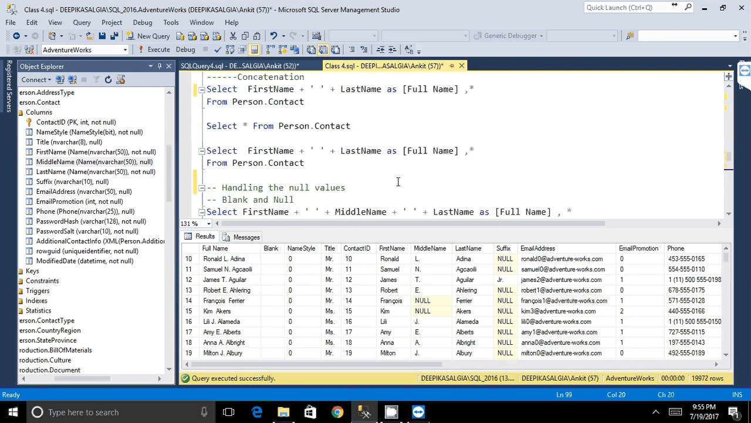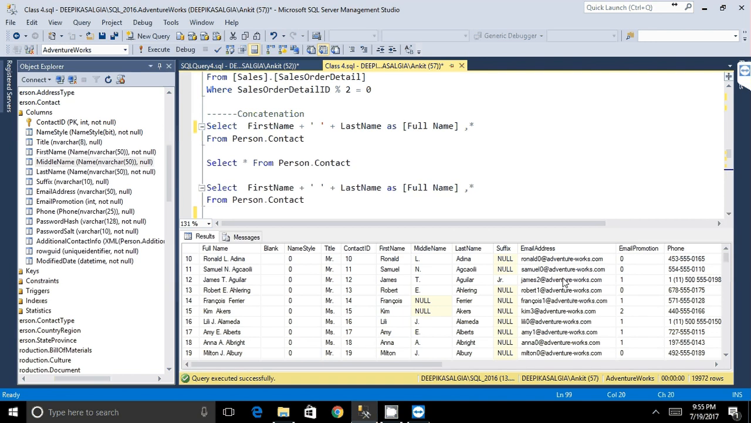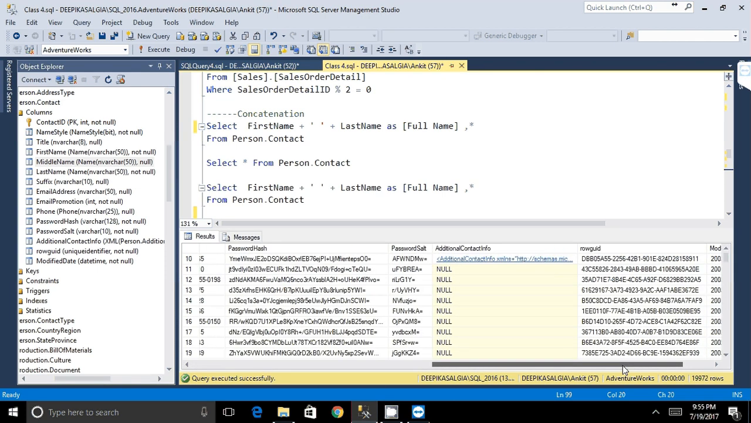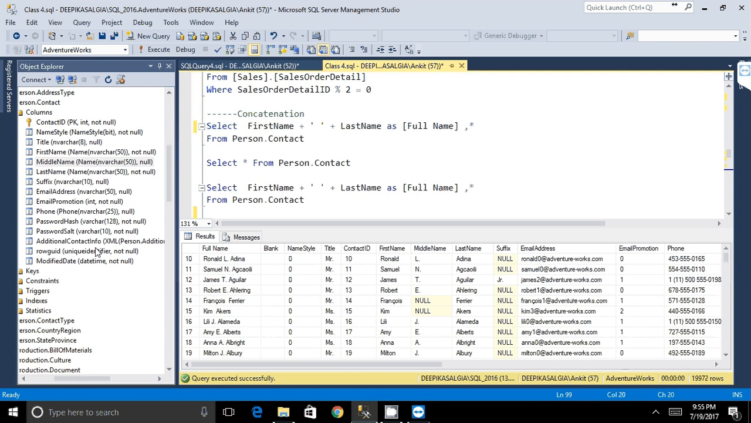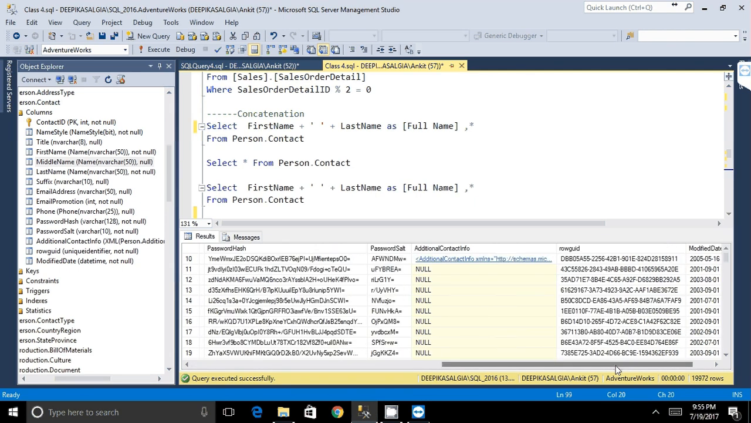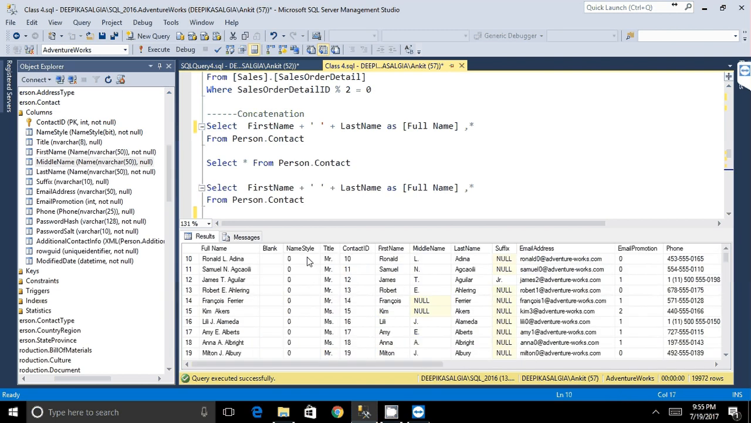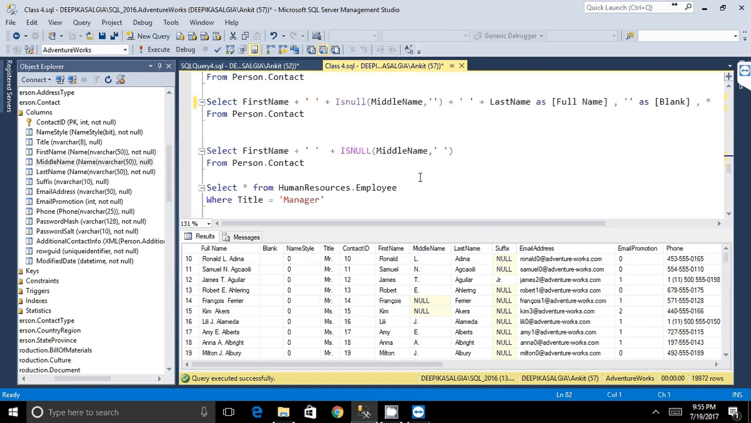Saying that concatenation can be applied, the concatenation would only apply to the column that has character. Now let's see what happens when you concatenate two dates together. We have seen the integer column, we have seen the character column. If you try to add two dates, what will happen? You have a modified date in here. Let's go to a different table, maybe where we have two dates.